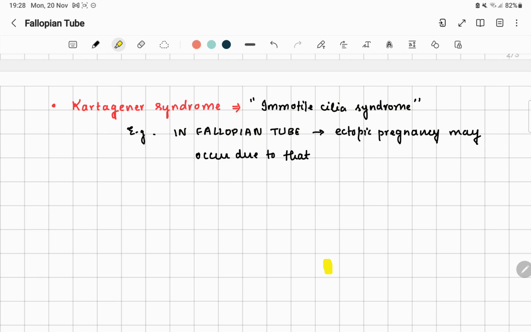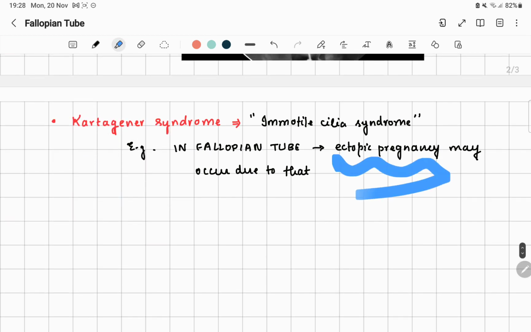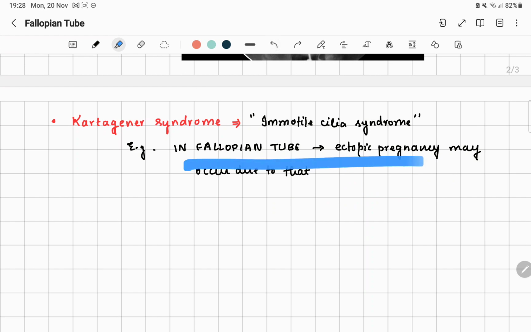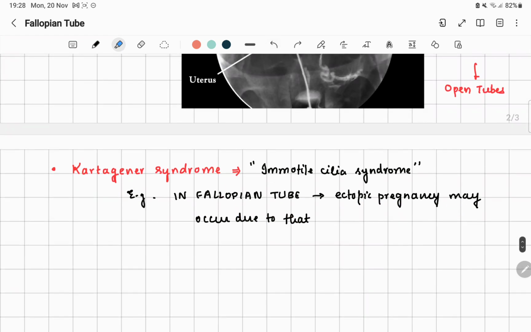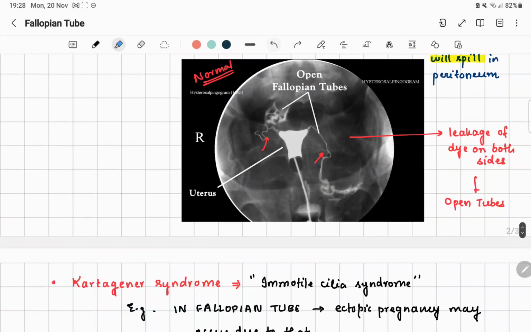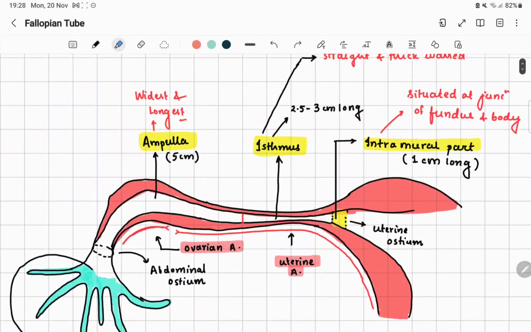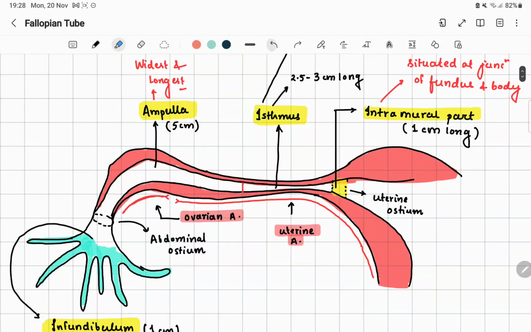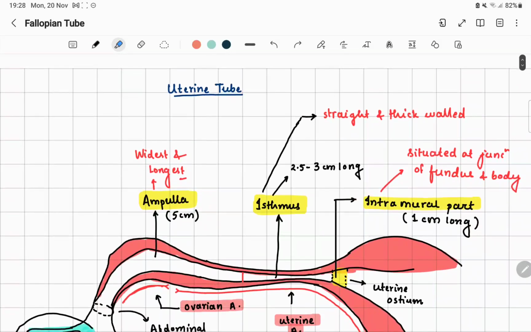The fallopian tube is the site of fertilization, the fusion of gametes, right? So in the fallopian tube, an ectopic pregnancy may occur due to immotile cilia, which is called Kartagener syndrome. Understood? So this completes your fallopian tube, and you know the ampullary-isthmic junction is the site where fertilization occurs.